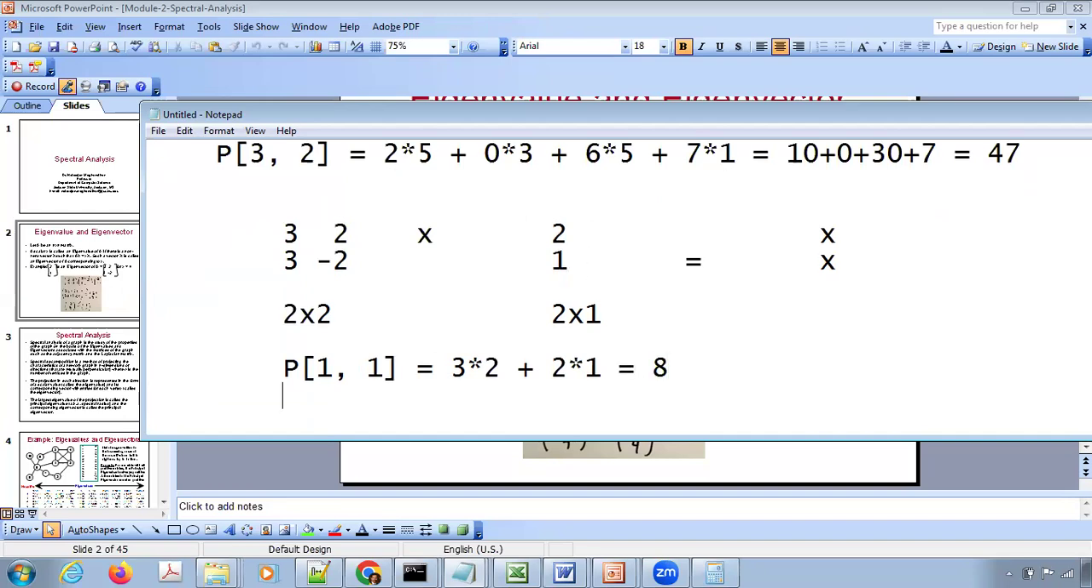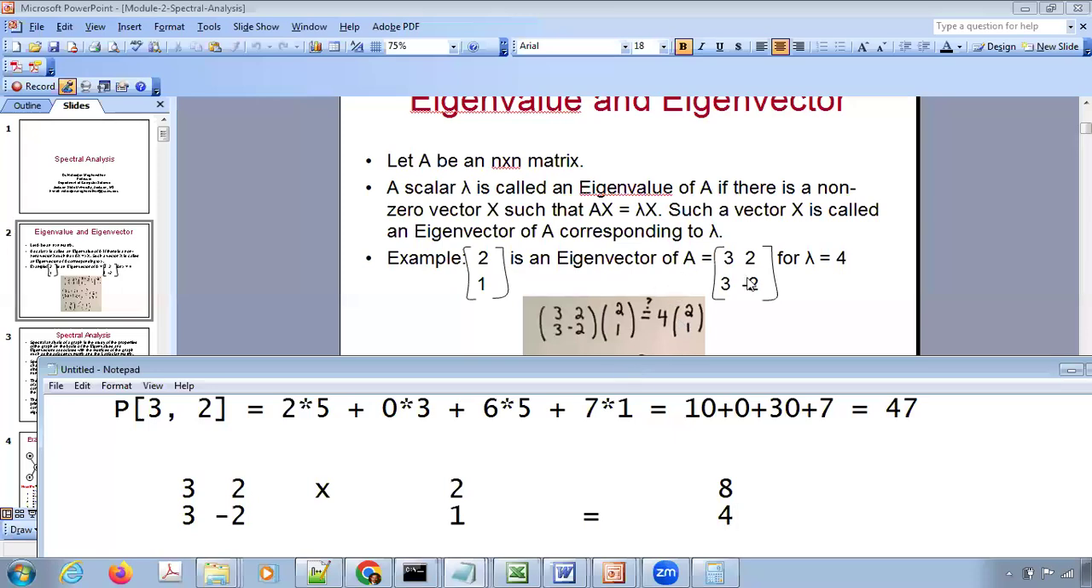6 plus 2, 8. Now, if you want to get this cell, that is row 2, column 1, that's going to be this row 2 multiplied with column 1. So it's going to be 3 times 2 plus negative 2 times 1. And that's going to be 6 minus 2, which is 4. So this product matrix is basically 8, 4. And that's what you get if you multiply the scalar eigenvalue with the column vector 2, 1. It's also 8, 4. So the equation is verified.